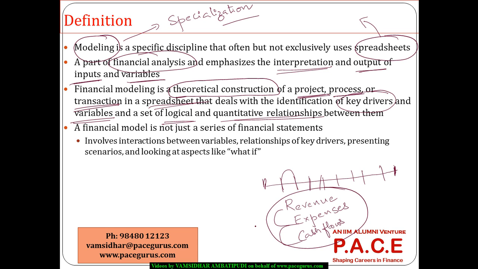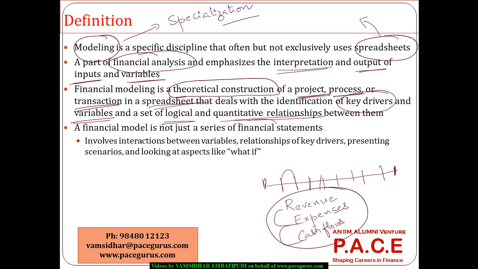So I'm trying to theoretically visualize what all the factors or variables are that are going to impact a project or a process, and what kind of interrelationship exists between them. That is what we call a financial model.